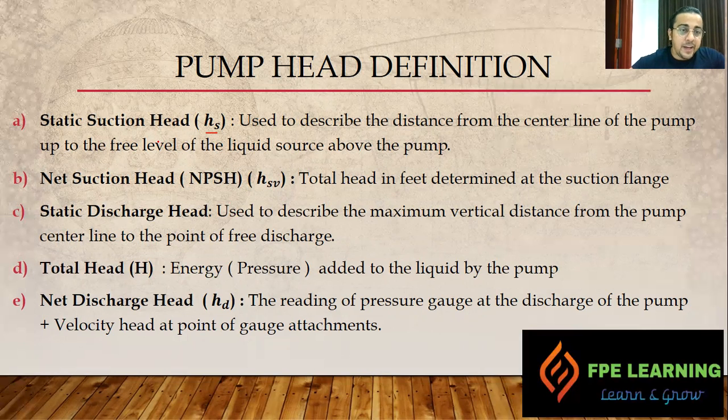And then we have total head, right? Energy or pressure added to the liquid by the pump only, not the pressure we are getting from the height of the tank. Keep that in mind. And the last one, we have net discharge head, which is the reading of the pressure gauge at the discharge of the pump plus velocity head at the point of gauge attachment. So it is the combination of pump performance, the energy added by the pump, plus the net positive suction head we are getting.